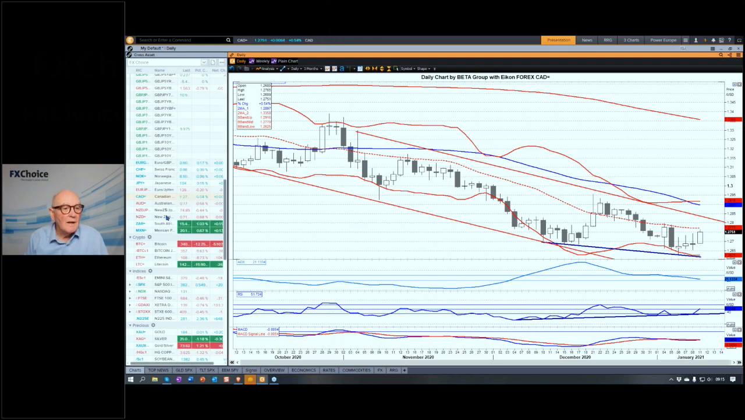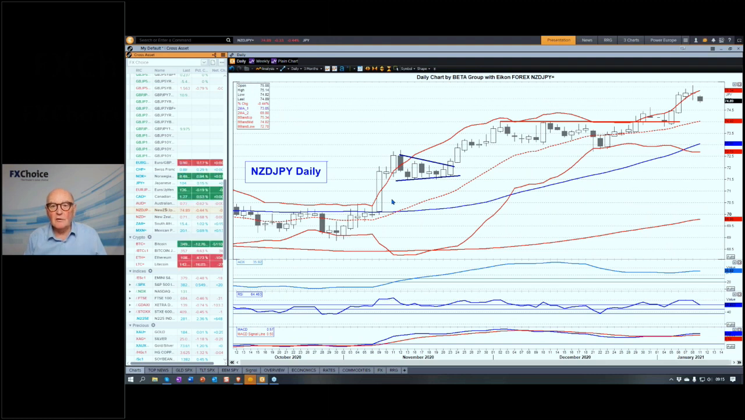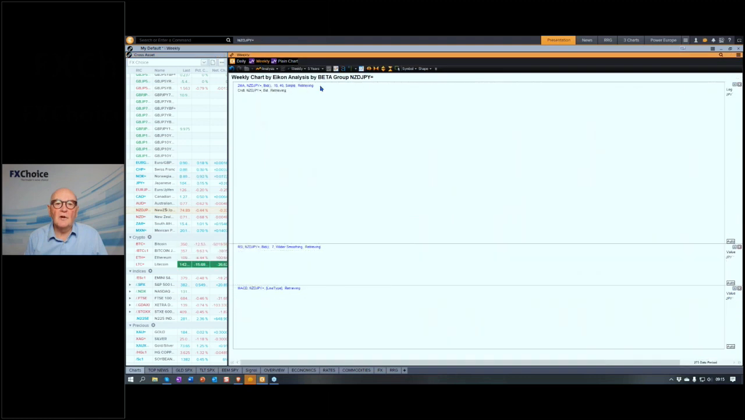And then I wanted to also talk about New Zealand dollar yen, sorry. So New Zealand dollar is a good one to participate in if you're going against the US dollar, but better against the yen. Here we are. This is the daily chart, but let me just show you the weekly chart of it.